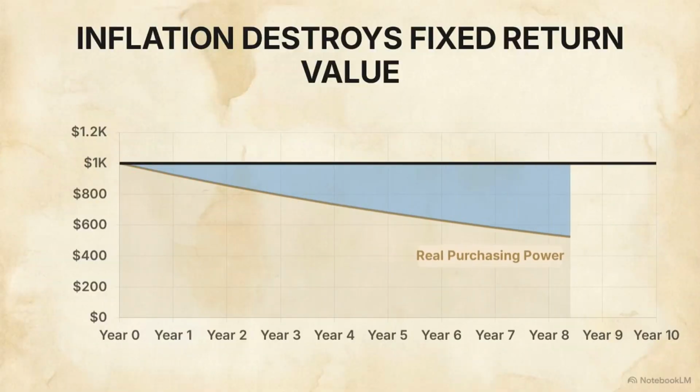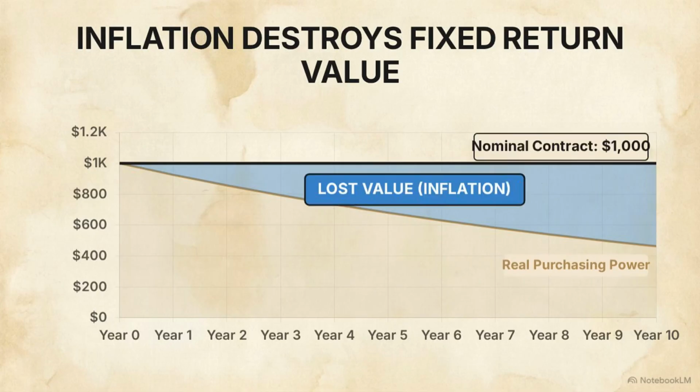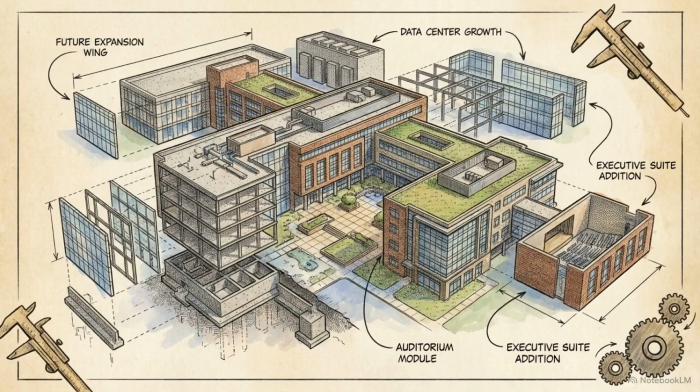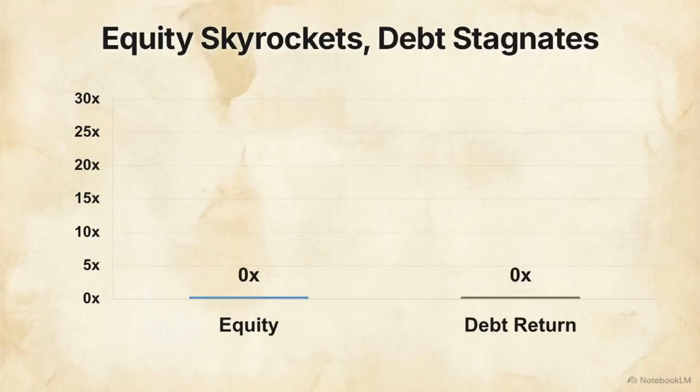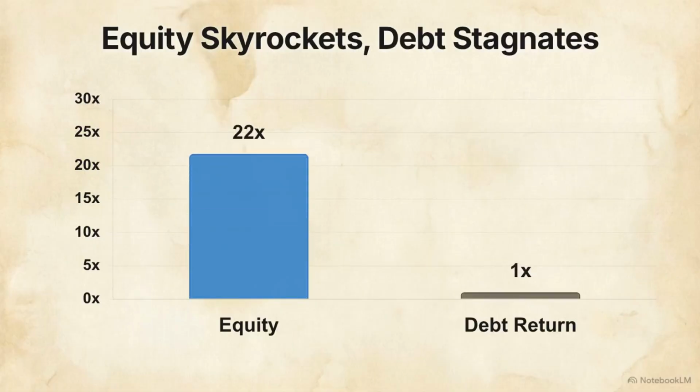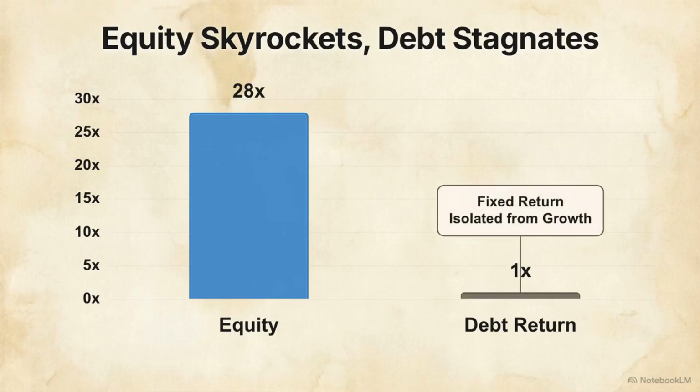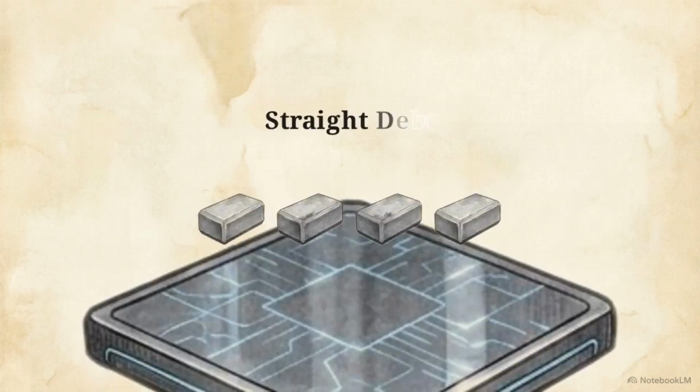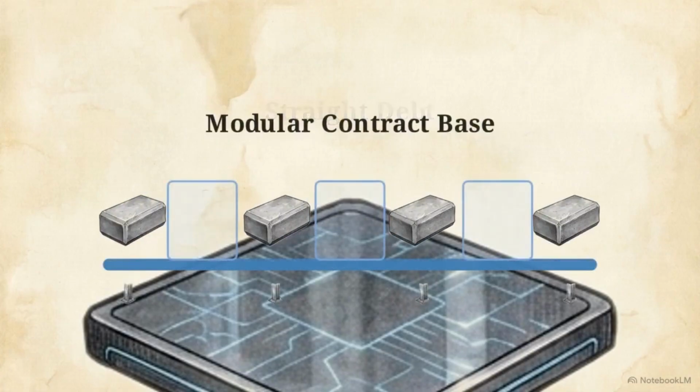The investor still receives the exact dollar amount agreed upon, but that money buys a fraction of what it used to. Conversely, if the borrowing company achieves explosive exponential growth, the bondholder is left behind. The company's equity value skyrockets, but the debt holder is isolated from that upside, receiving only their initial modest interest rate. To solve this rigidity, financial engineers use embedded options.